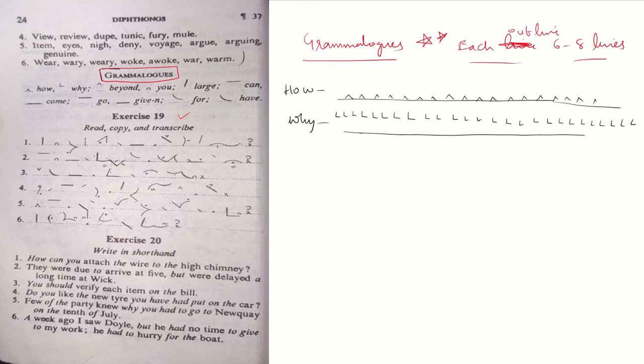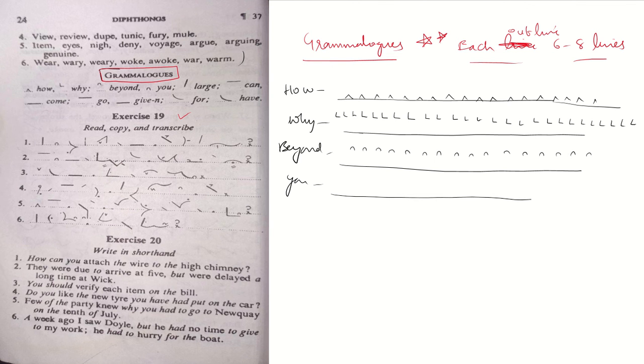After that, we have "beyond". Beyond is written above the line. We have the symbol "you", and above the line we need to write it like this. Beyond, beyond, beyond. Got it? Next we have "you". As it is, on the line we need to write you. Beyond above the line, you on the line. Simple.